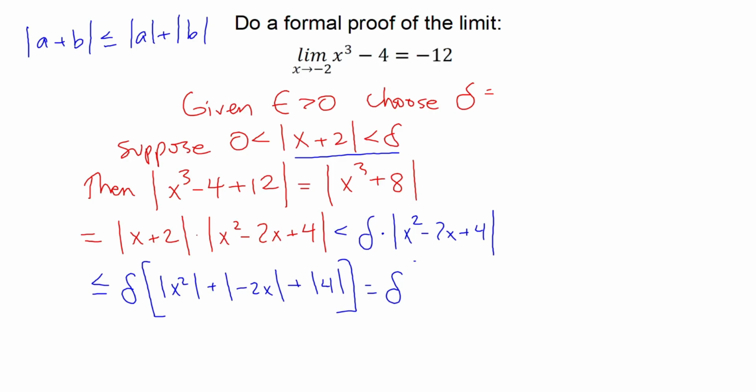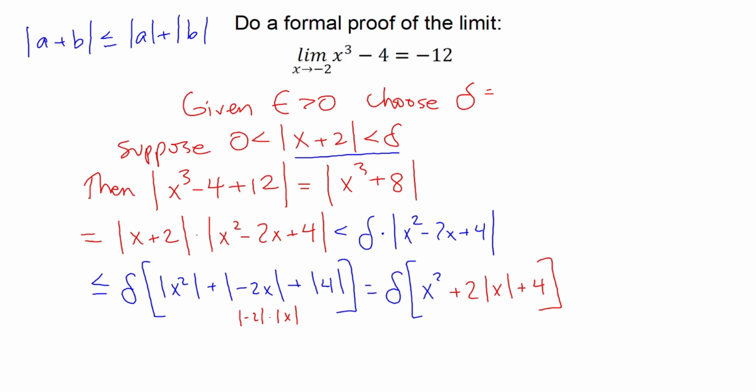This is equal to delta times the absolute value of x squared is just x squared. And then the absolute value of negative 2 times x, well, I'm going to write this right here. That's the absolute value of negative 2 times the absolute value of x. Well, the absolute value of negative 2 is just 2. So this is plus 2 times the absolute value of x. And then the absolute value of 4 is just 4. And so now all we have to do is figure out a relationship between x and some value, or the absolute value of x and some value, and x squared and some value.